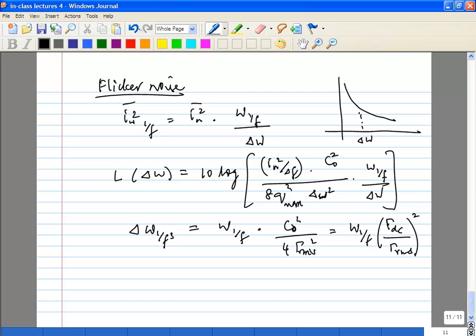So what does this tell you? First of all, if you have a device with a certain 1 over f corner, the 1 over f cube corner is not going to be the same as the 1 over f corner. It is going to be some multiple of that. And typically, as it turns out, it's going to actually be smaller than the 1 over f corner. Okay. So what else do you know?